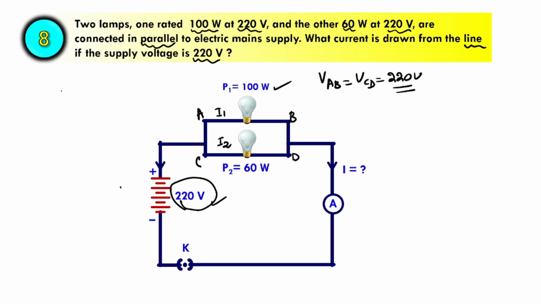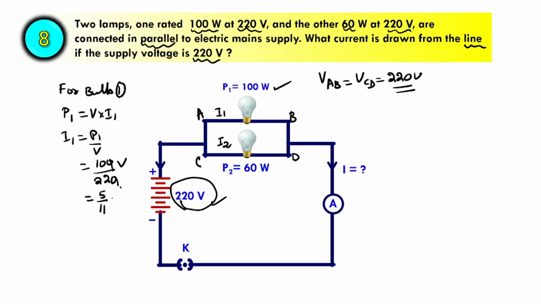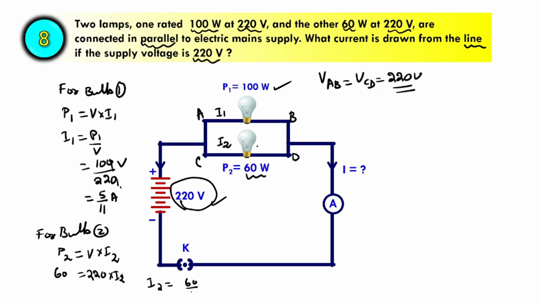Now, we know for bulb 1, what is the power P1? We know power is equal to voltage multiplied by the current. So current I1 is equal to P1 divided by V. What is the value of P1? It is 100 and the voltage is 220 volts. If you cancel this, it becomes 5 by 11 amperes. And what about bulb 2? This is bulb 2, right? So what is the power? The power P2 is equal to voltage multiplied by the current in the bulb. The power here is equal to 60 watts and the voltage is 220 multiplied by I2. So what is I2? I2 is equal to 60 divided by 220.